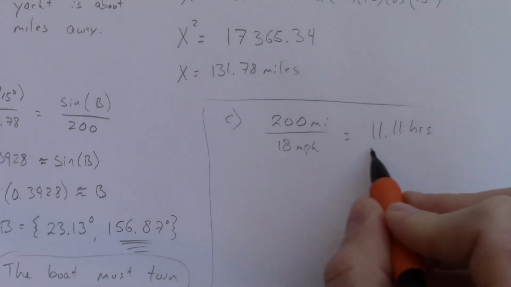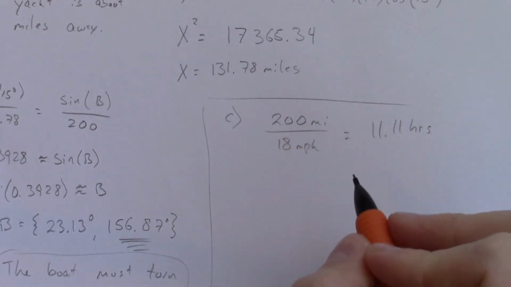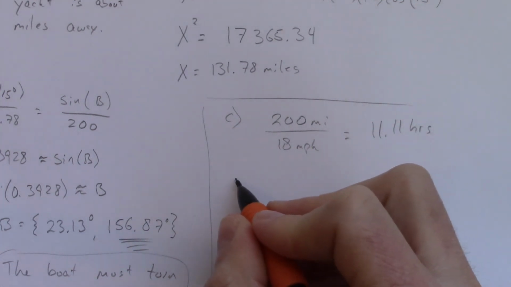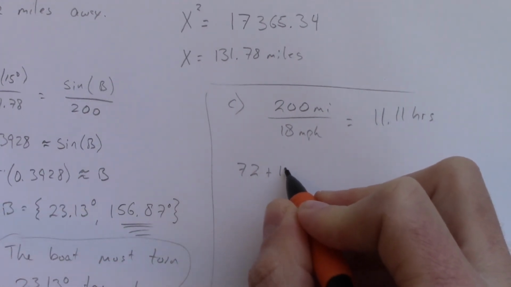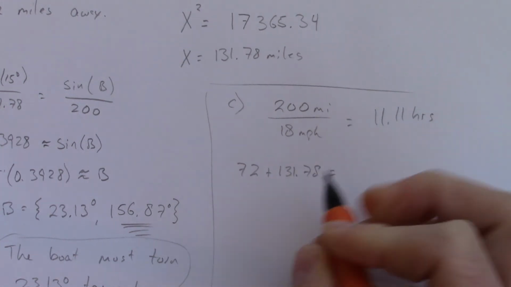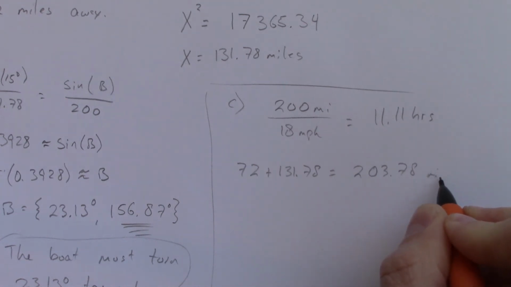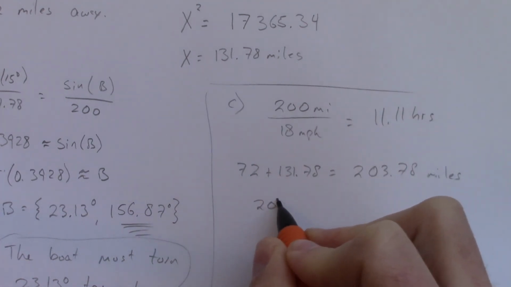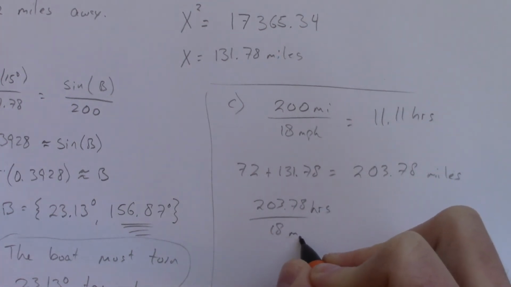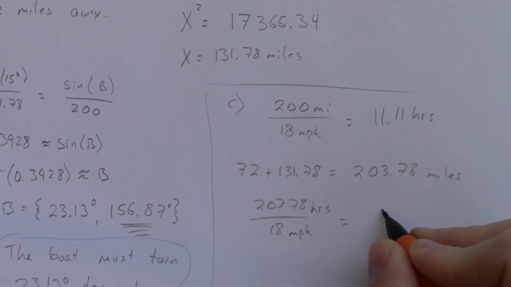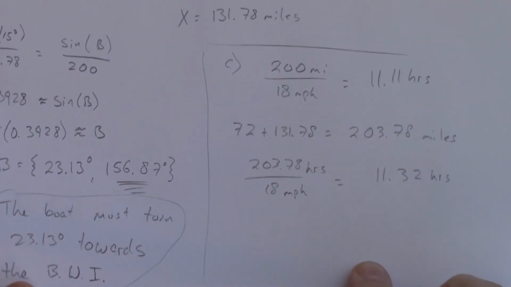And I needed to compare that amount of time. It would take that long, traveling 18 miles per hour, to travel 200 miles, right? That's the original route. And then the other way would be I'd have to travel the 72 in the wrong direction, plus the 131.78 miles to correct it, which would be a total of 203.78 miles. So I just need to take 203.78 divided by the 18 miles per hour, which gives me 11.32 hours. And then the last thing to do is just to compare those two.